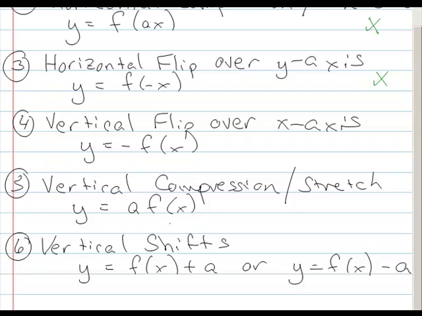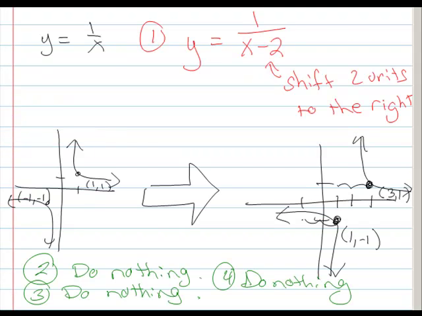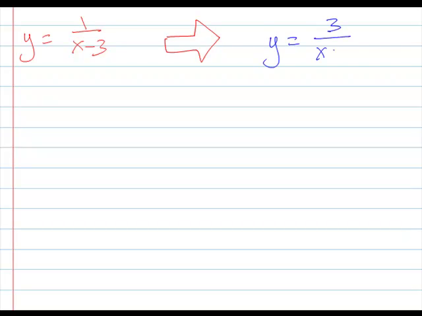So is there something that's happening to the whole function? And the answer is yes. This whole function here is getting multiplied by 3. So what we're looking at here is we're taking our function, y equals 1 over x minus 2, which is what we had before, and we're going to multiply the whole thing by 3 to get y equals 3 over x minus 2. Sorry about that, the arrow was terrible. So 3 over x minus 2.